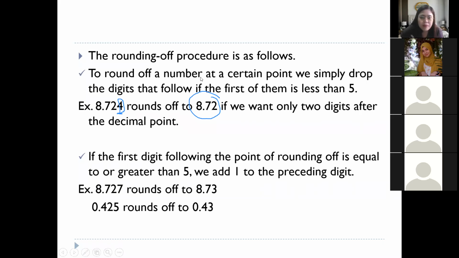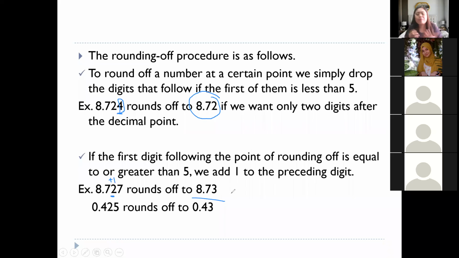So parehas ani, mag-round off ta ani ng mga examples into 2 decimal places. So like 8.727, taman lang dapat sa 2, kay 2 decimal man ang ato ang goal, but we need to consider the next one. This is 7, so it's more than 5. That is why mag plus 1 ta diri sa next na digit. That becomes now 8.73. That's the final answer.